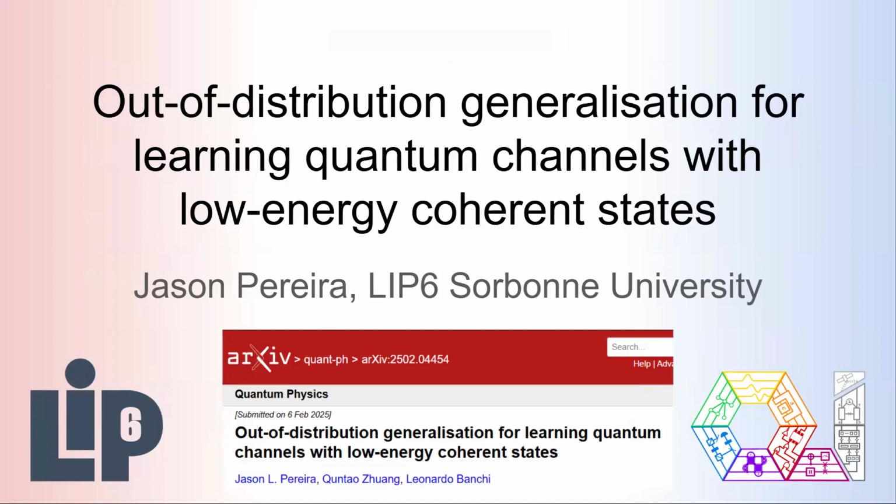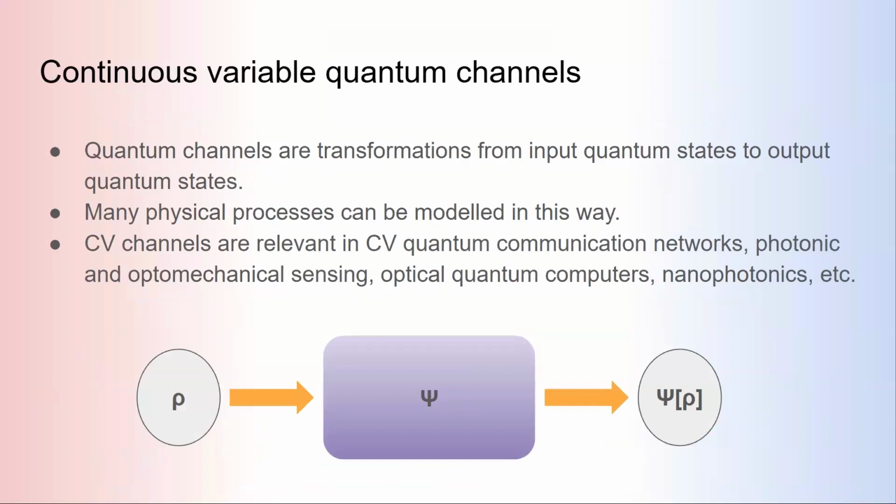Yeah, so it's going to be based on this paper, which is on arXiv and hopefully getting updated soon. So a quantum channel transforms a state into another state, so transformations from input states to output states. And we're interested in them because many physical processes can be modeled in this way as transformations of states.